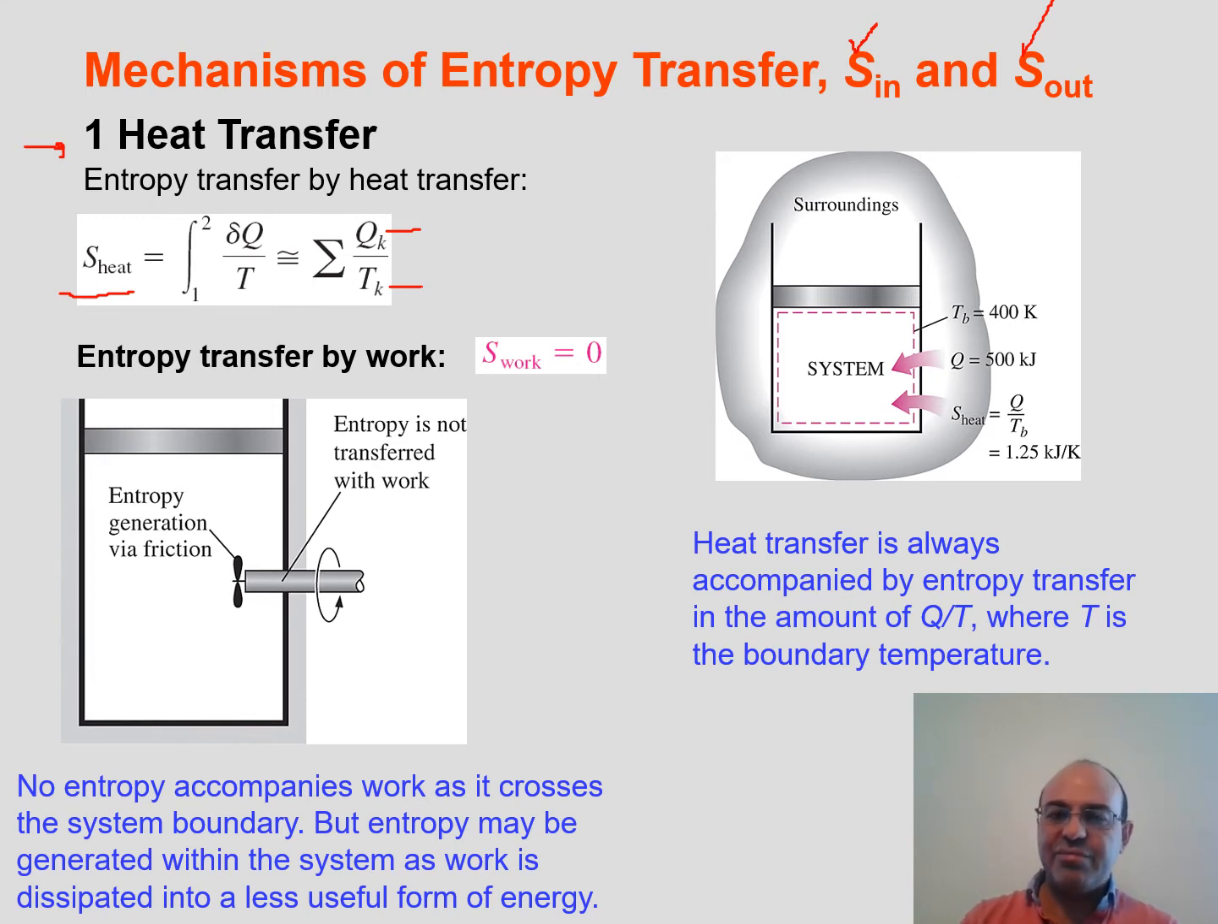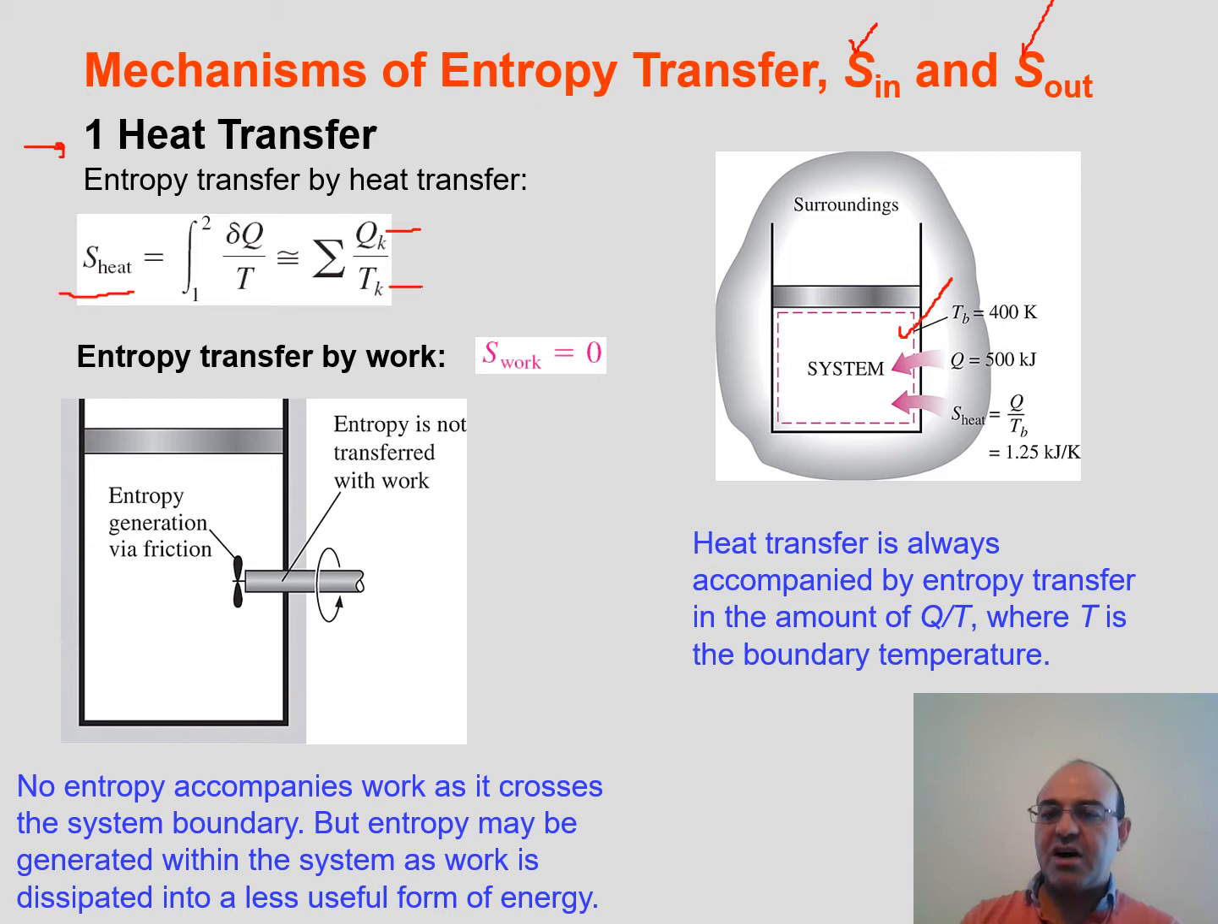So to give you an example, let's say we are looking at this system here, and let's say that 500 kilojoules of energy crosses the boundaries in the form of heat and enters the system. So now we do need a temperature to associate to this heat transfer in order to be able to calculate the entropy transfer, because entropy is Q divided by a temperature. So now we go ahead and assign this temperature to the boundary.